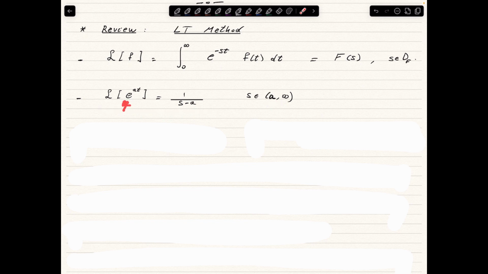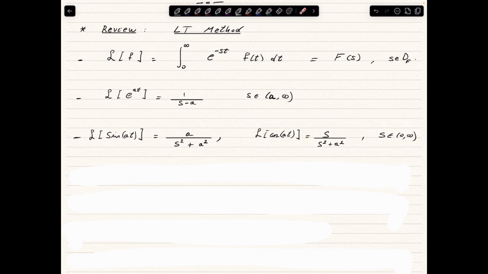If you change the function and put other functions, you get other results. If you put the sine of at, you get this rational function for the Laplace transform. If you have the cosine, then you get this function, and notice that they have the same denominator. The only difference is the numerator.